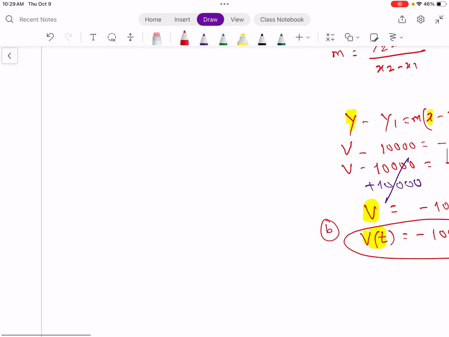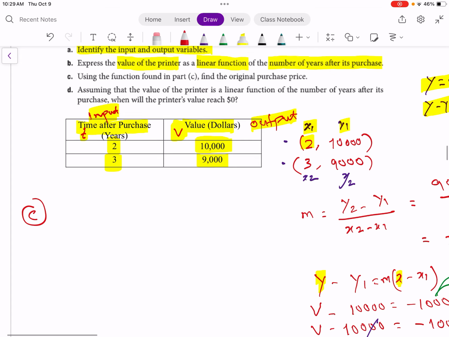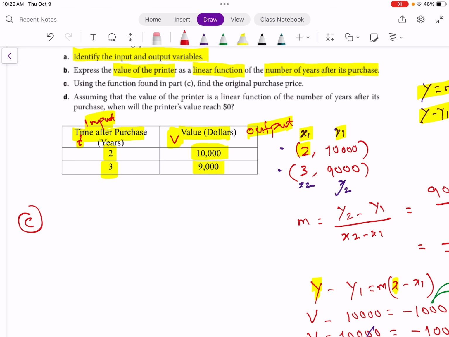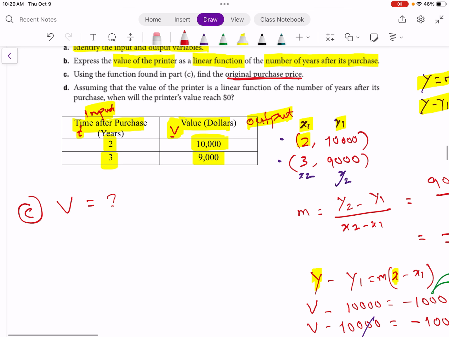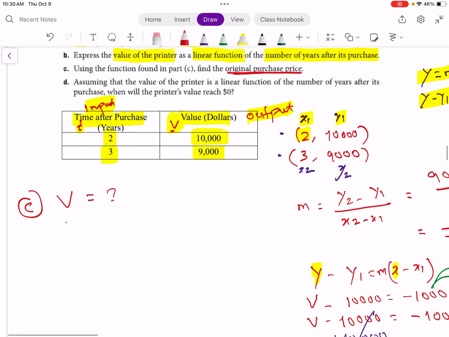So in part C, at first we are asked to find the original purchase price. It means we have to find V. So this is what we need to find, V. And to find the original price, what is our input? Input is the time after purchase. The time after purchase, T, will be 0. Do you all agree?